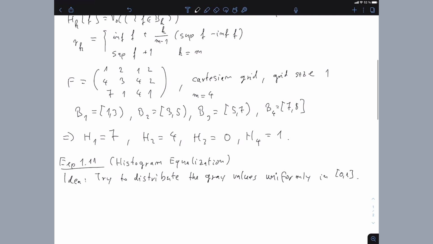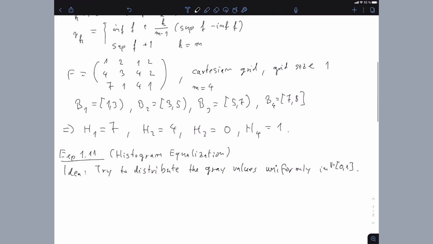I'm trying to assume the values between 0 and 1, but it could be any value, as long as the range is finite, no problem. And here the continuous viewpoint is very helpful, because here you can solve it under certain conditions and then just discretize our continuous solution and get an idea that does the job also for discrete images.